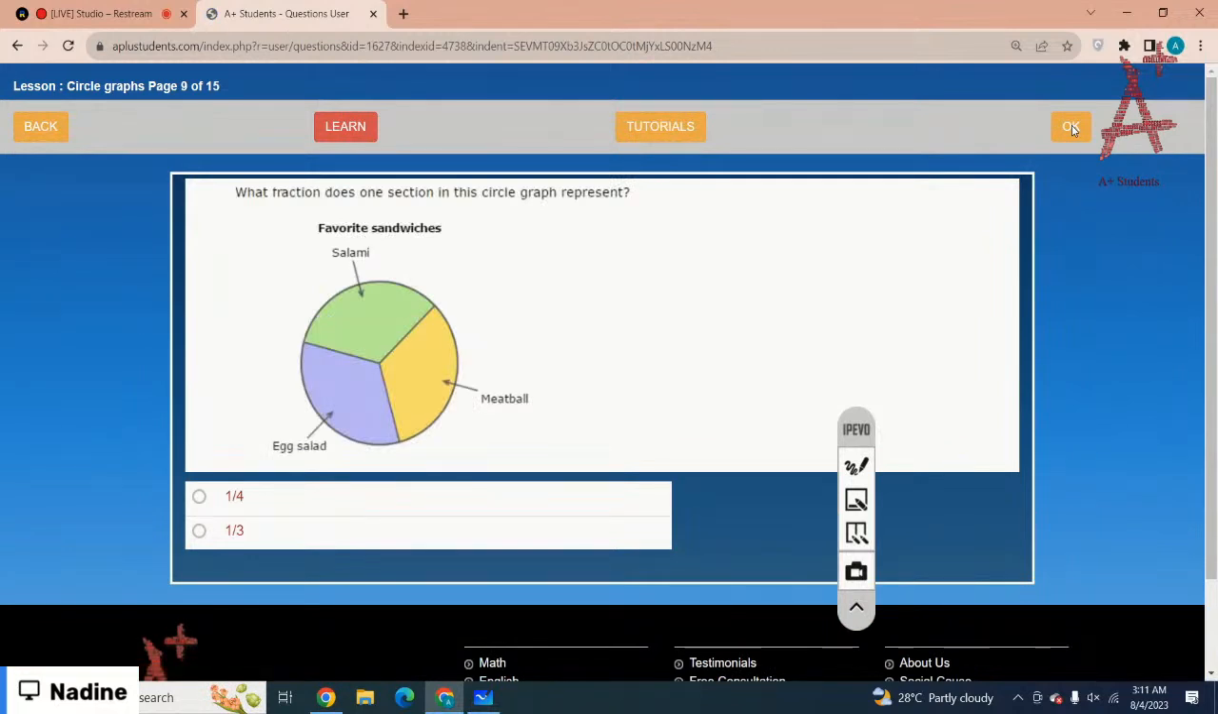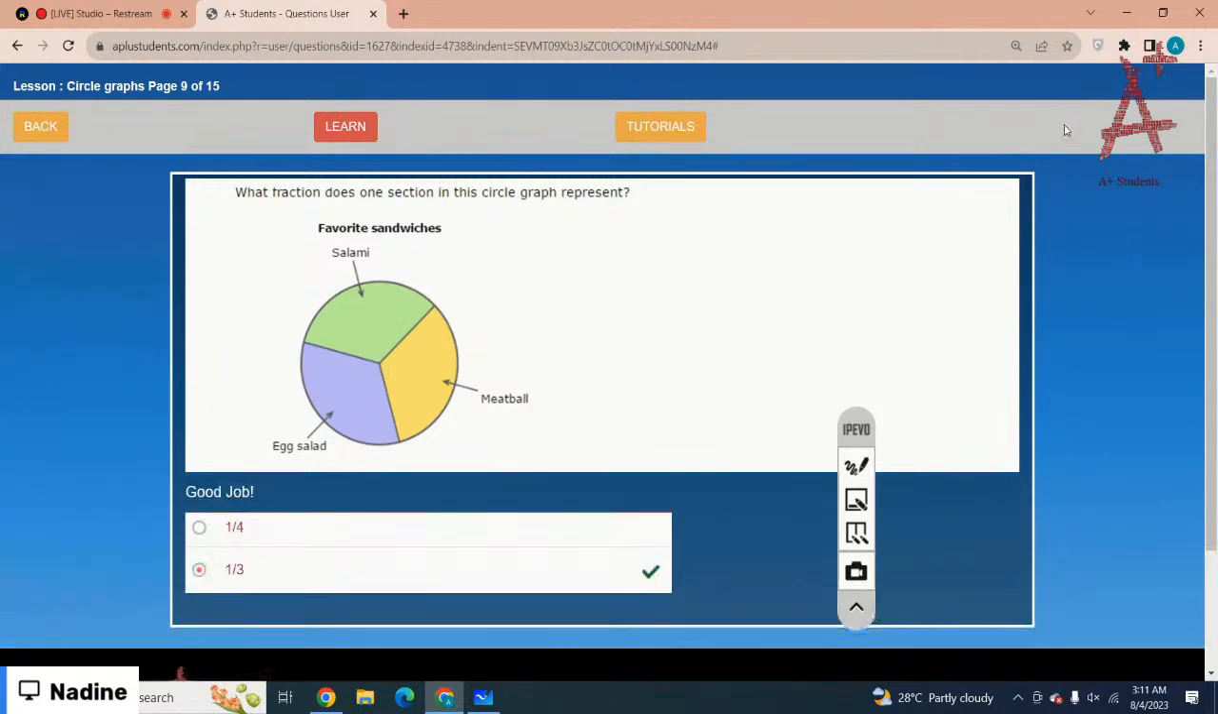What fraction does one section in the circle graph represent? So which is the correct option? The correct option is 1 out of 3. The graph has total 3 sections and each section represents 1 out of 3.